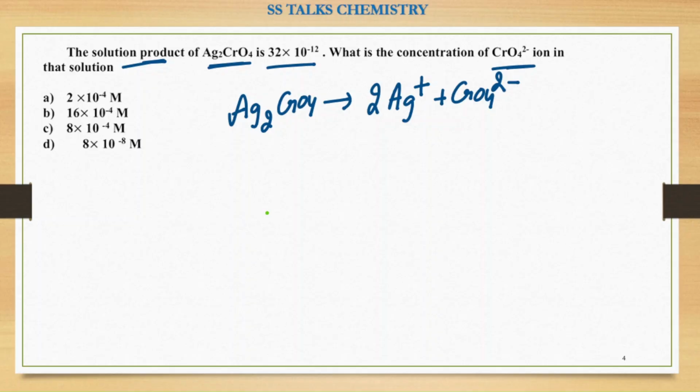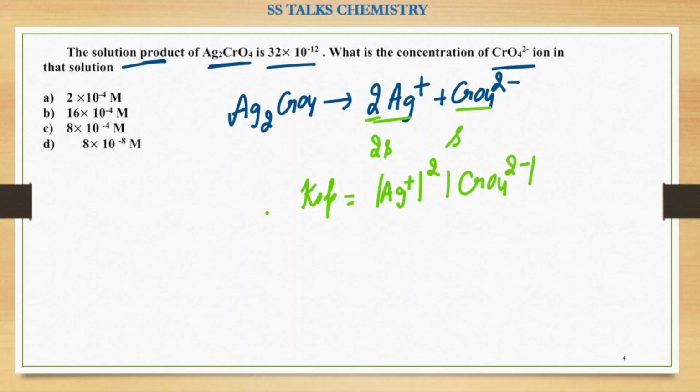So we need to consider the solubility product for this. If S is the solubility, then for the Ag positive, 2S will be the concentration because stoichiometry will be included, and for the CrO4 2 negative, the solubility will be S. Now, if I write the KSP for this, it is going to be the concentration of the ion, Ag positive, raised to the power of its stoichiometry, into the concentration of the other ion, right? Now for the Ag positive we have 2S, raised to the power of 2, and for the CrO4 2 negative, we have the solubility S.